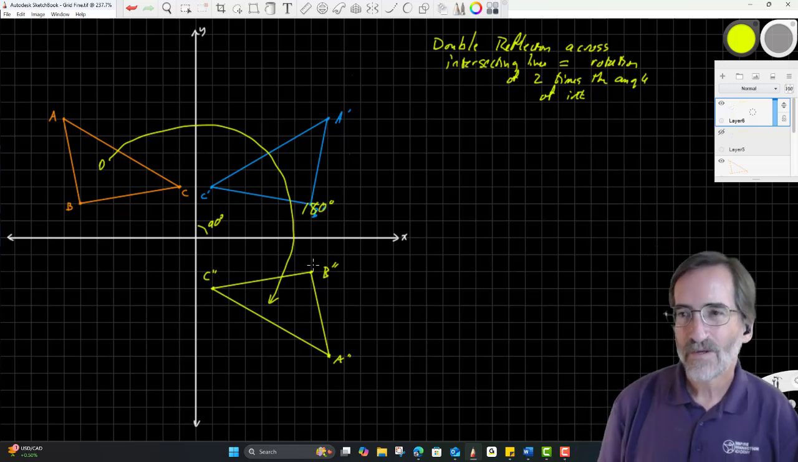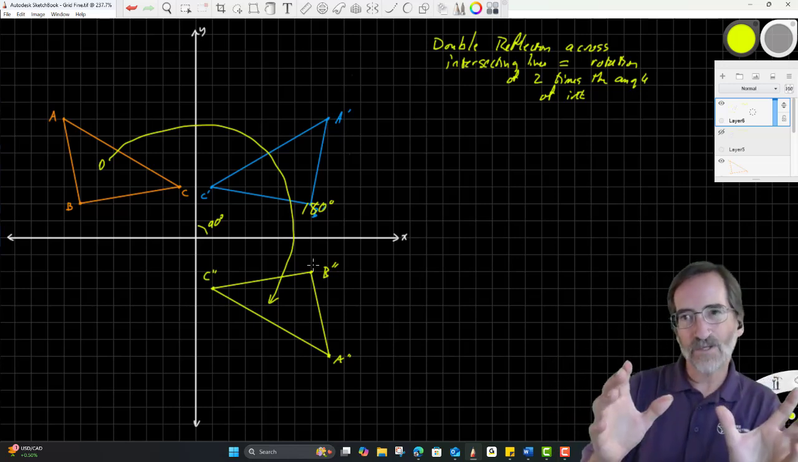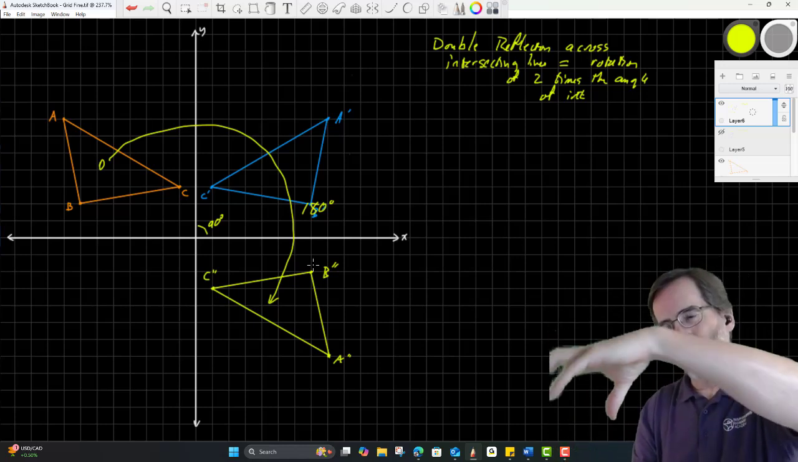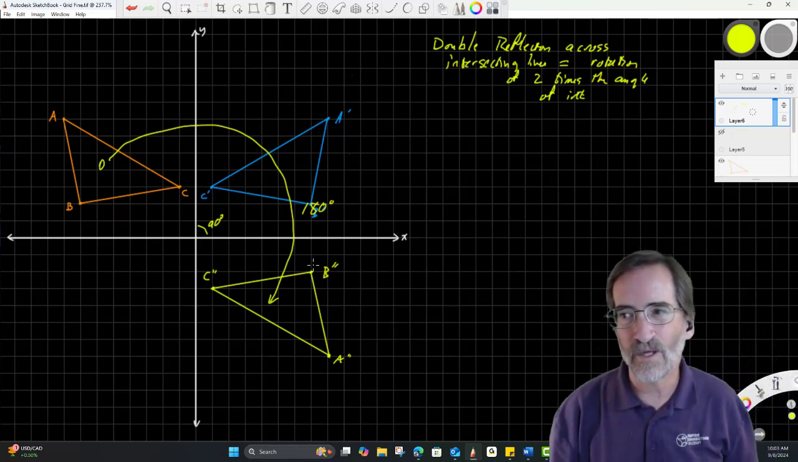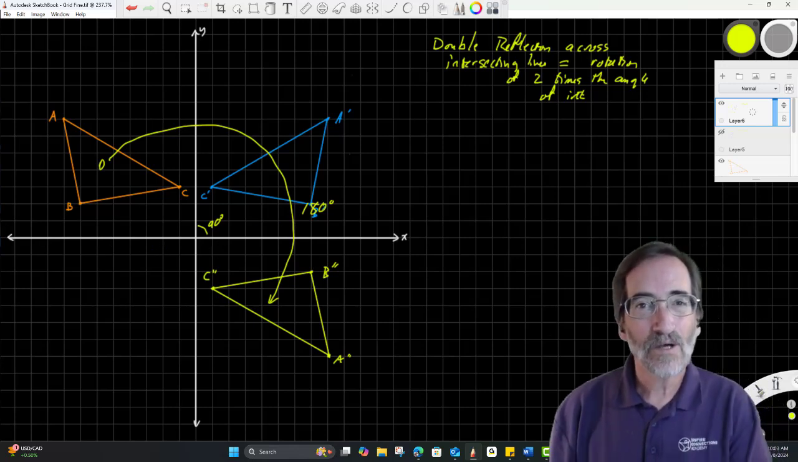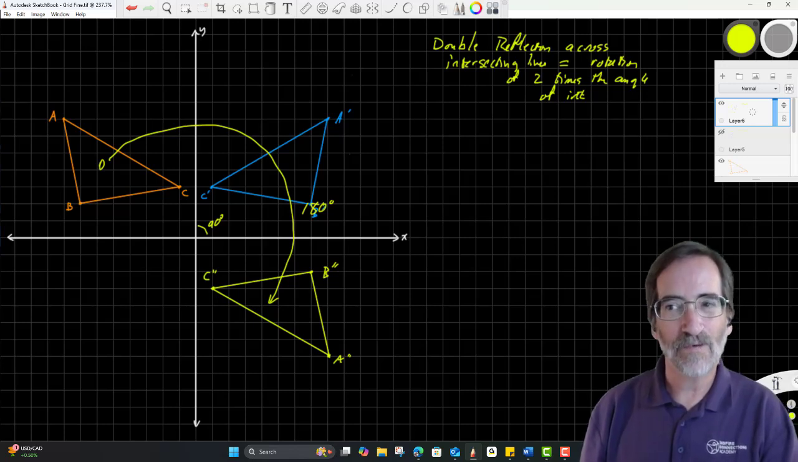Okay? So hopefully that makes sense. I'm not going to take the time to do it, but you can imagine the orange triangle, put a pin in the center of the graph and spin it 180 degrees. It's going to end up right where the yellow triangle is. 180-degree rotation. So compound transformations can mimic or behave just like single transformations of other types.